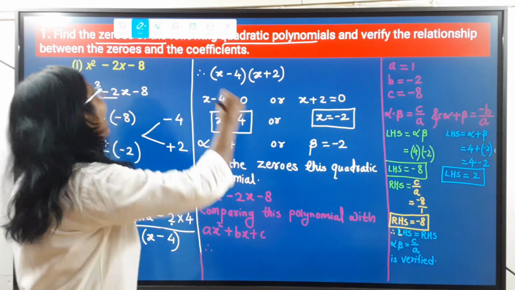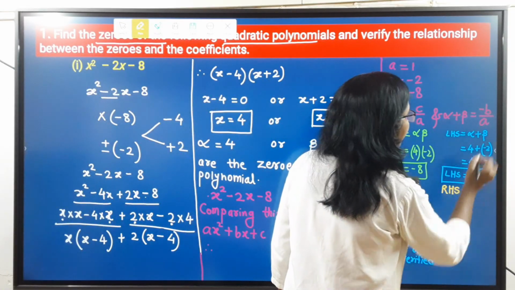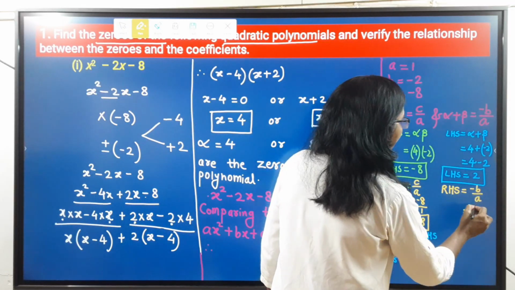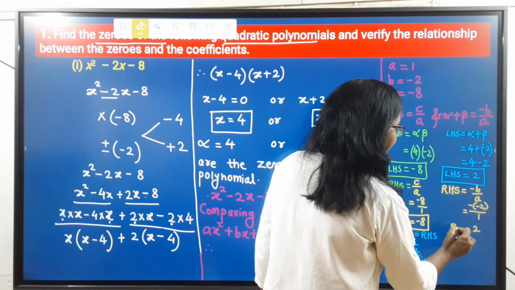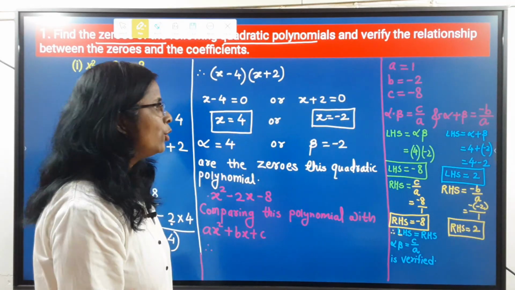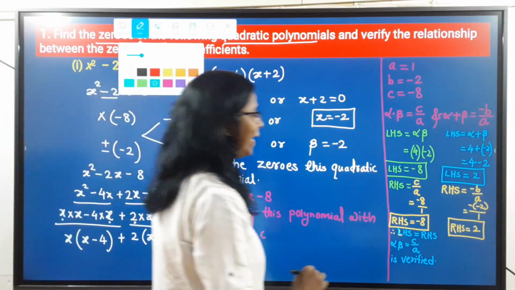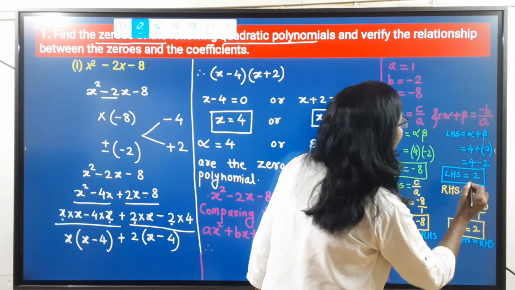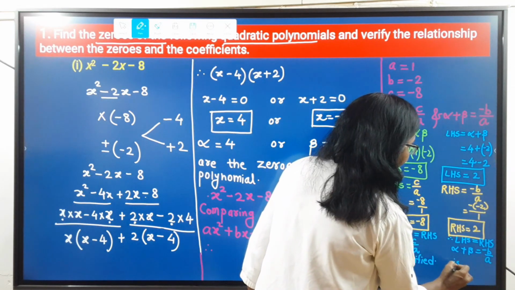Now here students, what is the RHS? The RHS is equal to minus b upon a. So that means minus of minus 2 divided by 1. Minus of minus 2 means positive 2. So RHS is equal to 2. And that means LHS is equal to RHS. Therefore, alpha plus beta is equal to minus b upon a is verified.